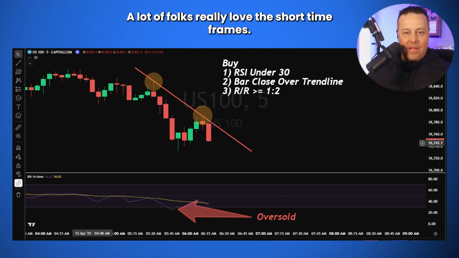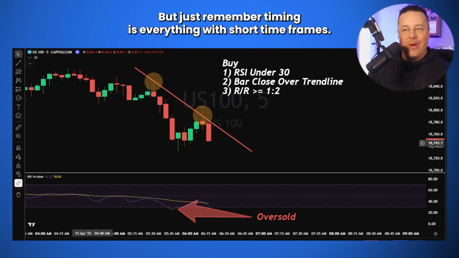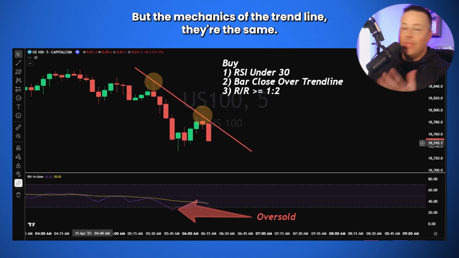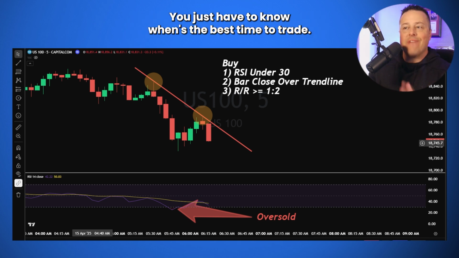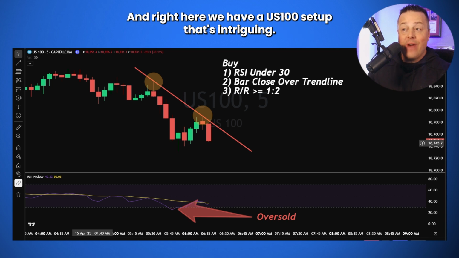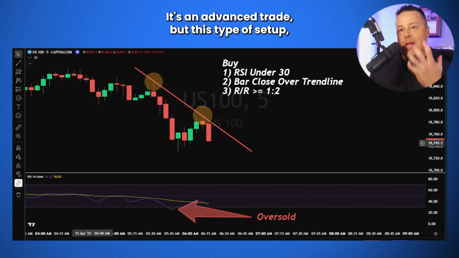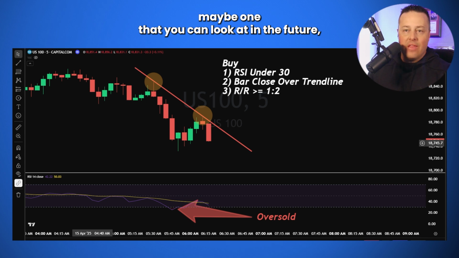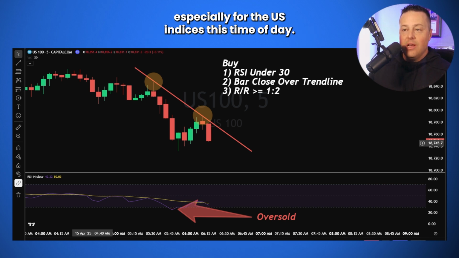A lot of folks really love the short time frames, but just remember, timing is everything with short time frames, but the mechanics of the trend line are the same. They're going to work the same. You just have to know when's the best time to trade. And right here, we have a US 100 setup that's intriguing. It's an advanced trade, but this type of setup may be one that you can look at in the future, especially for the US indices this time of day.